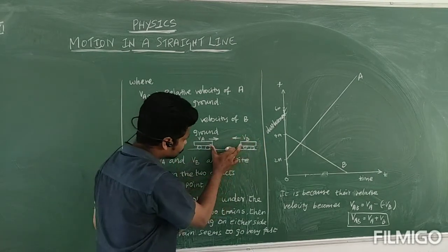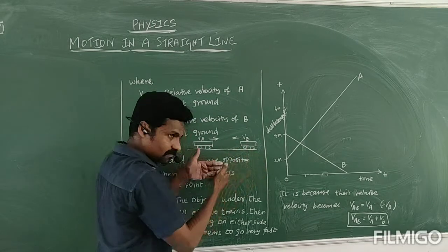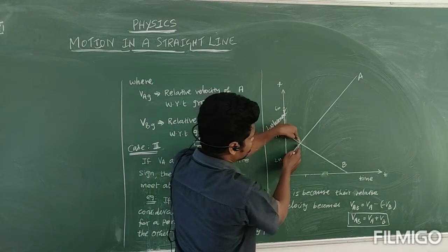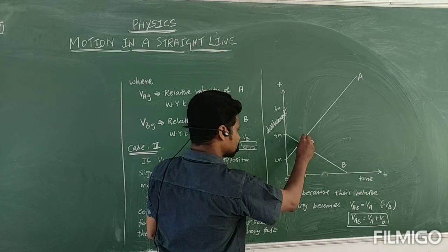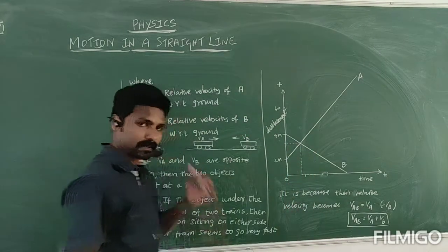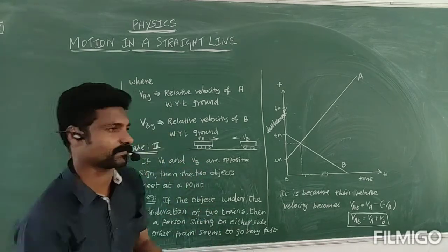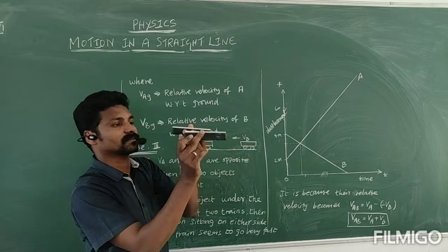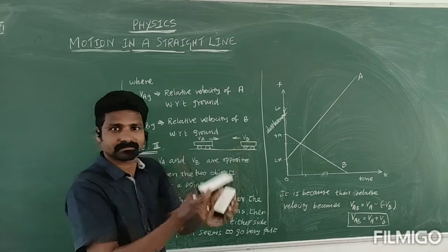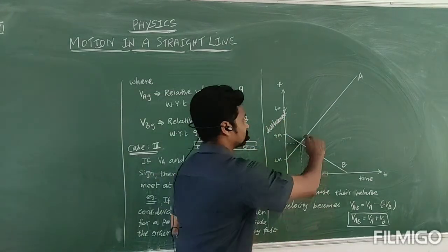At that time, this distance is reducing. So at a particular time they will cross. Initially some distance is there, then it reduces, and at a particular point they meet. Then after crossing one another, again the distance is increasing, but they are moving away from one another. See that.